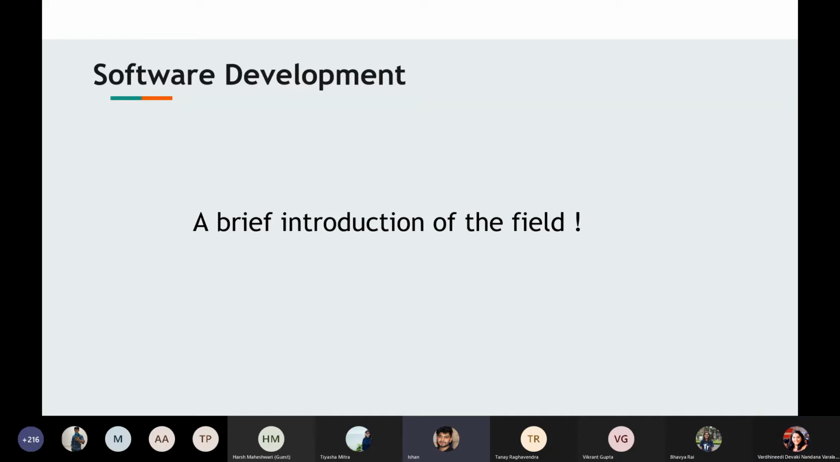As you all know, the software development field is a very wide field, so you can cover a lot of bases in this. Just to name a few, in web development, you have front end, you have back end, and you can combine them both and you have a full stack field.